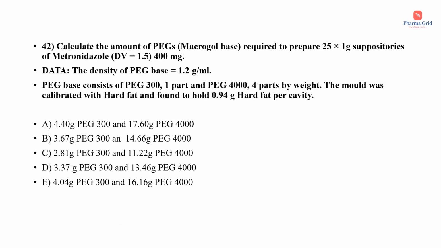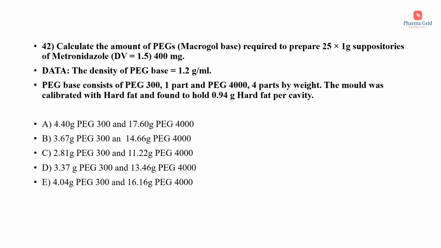Question number 42. Calculate the amount of PEGs, that is the macrogol base, required to prepare 25 into 1 gram suppositories of metronidazole having displacement value 1.5 and the dose of the drug is given as 400 milligram. And the density of PEG base equal to 1.2 gram per ml, and the PEG base consists of PEG 300 1 part and PEG 4000 4 parts by weight. The mold was calibrated with hard fat and found to hold 0.94 gram hard fat per cavity.